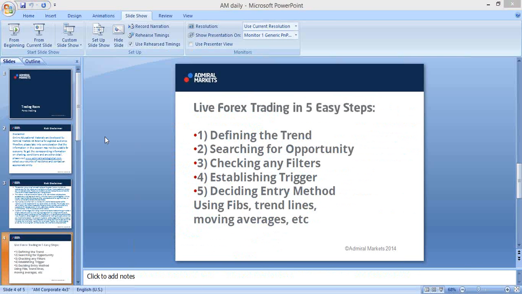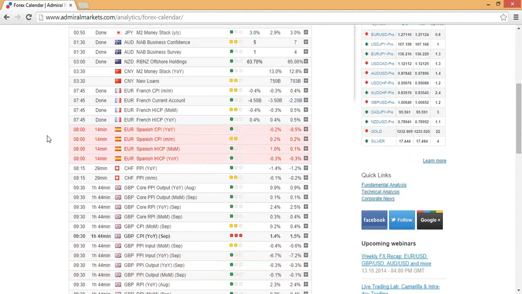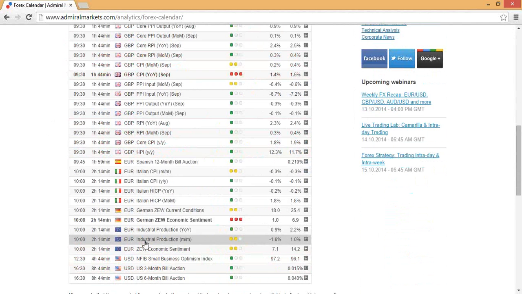Here's the calendar. We always take a look at the calendar just to see what's going on, and we have CPI and the pound in an hour and 44. That's the biggie of this morning, plus the German ZEW economic sentiment.